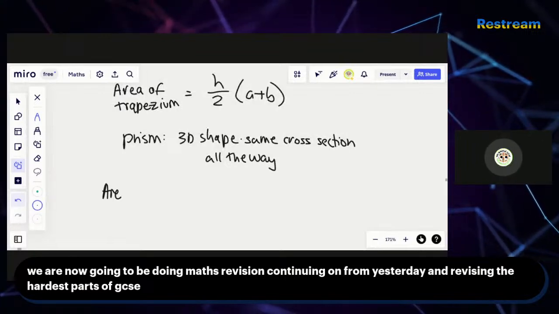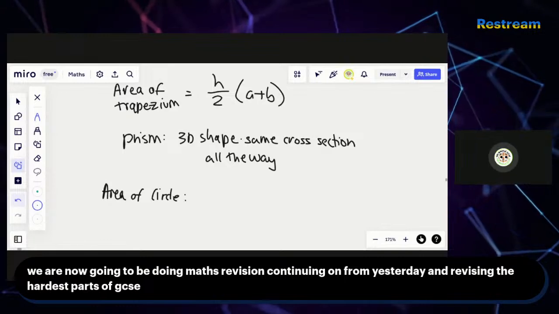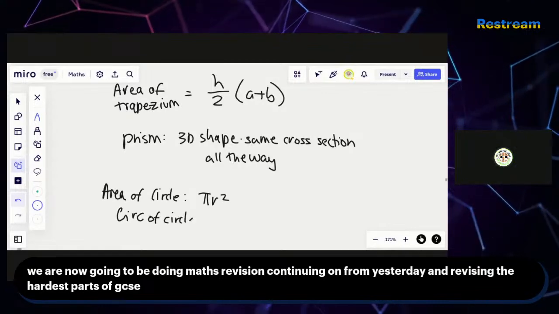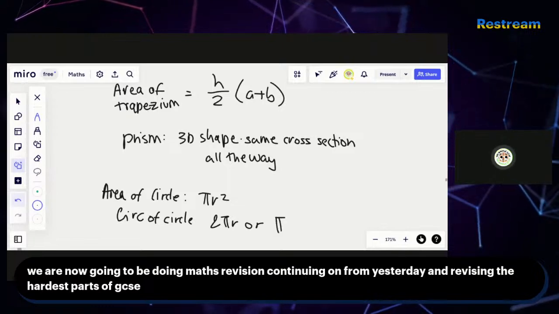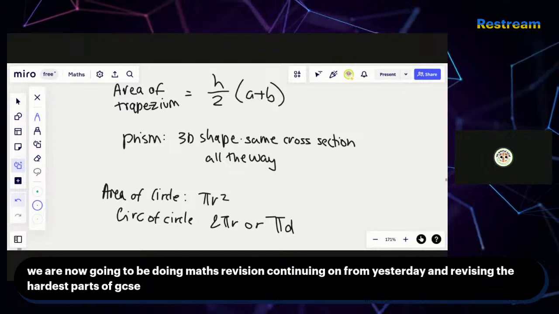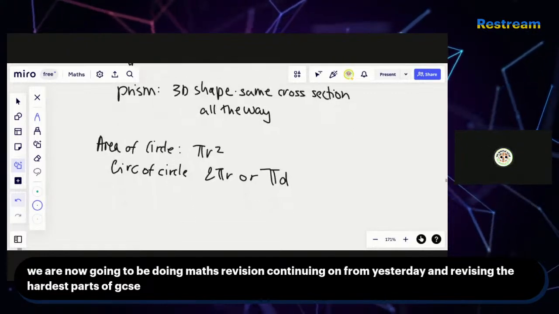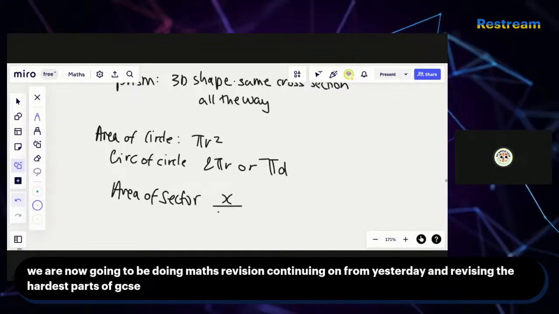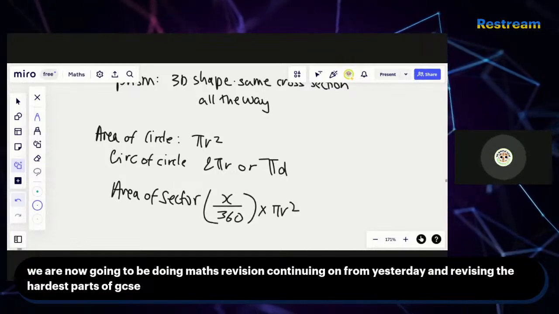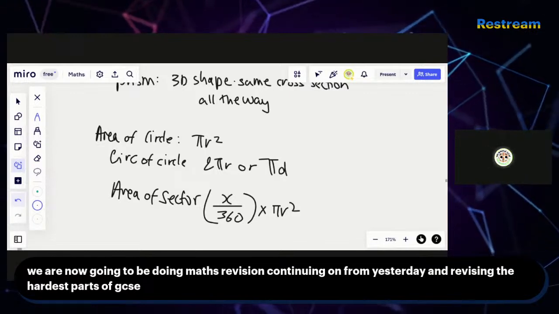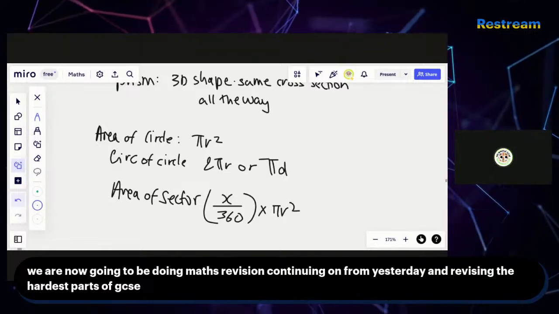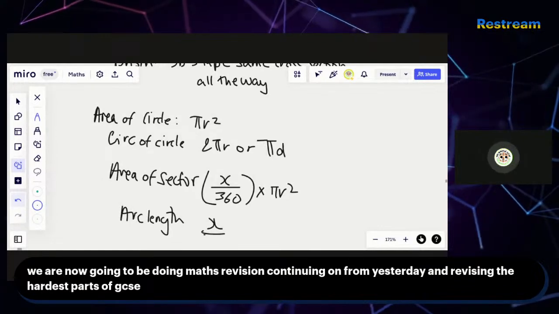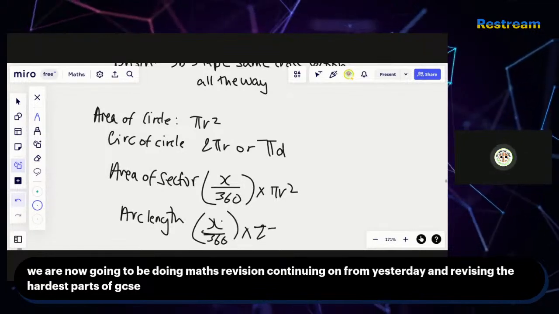Now, area of a circle, hopefully you should know this by lots of practice. Area of a circle is pi r squared, and circumference of a circle is 2 pi r, or if you want, pi times diameter. Now, area of a sector is going to be x over 360, where x is the angle of the sector, multiplied by pi r squared. And then if you wanted to do the arc length, it would just be x over 360 times the circumference, which is 2 pi r.